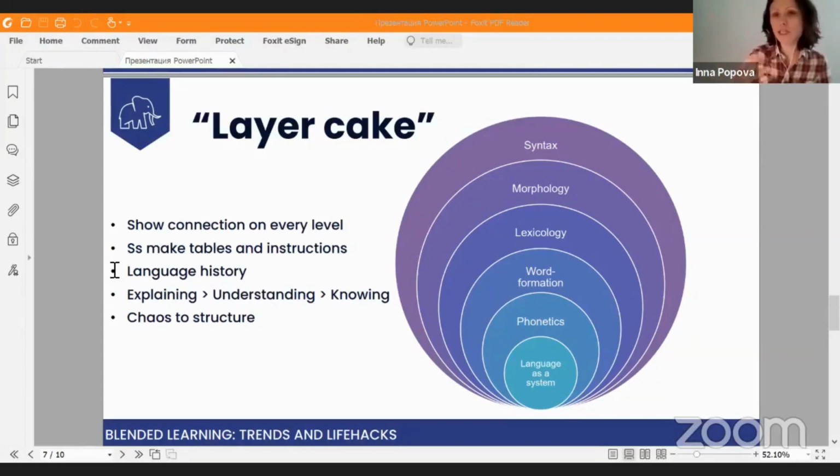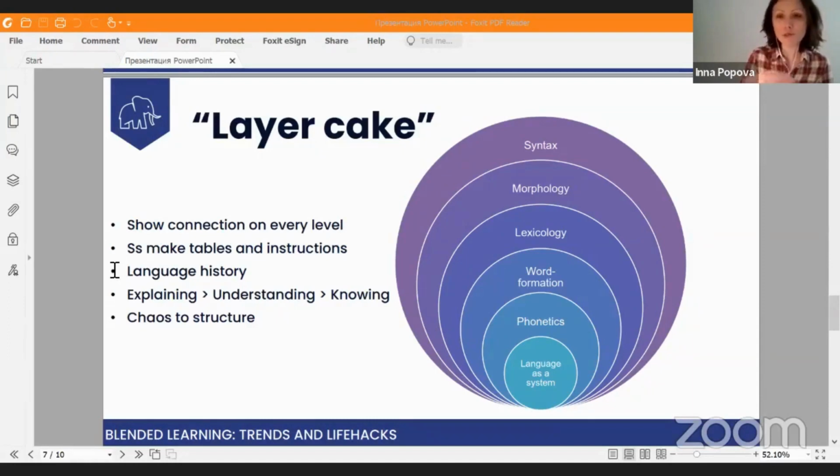And every time on every level, we try to remind people about the previous levels, and also always make comparisons with other languages, with other stages of development of the Russian language. We show connections. Students try to put the material in their notebooks, in tables, and in instructions, like how to do some analysis and stuff. Note taking is a very important skill. I will talk about it later.